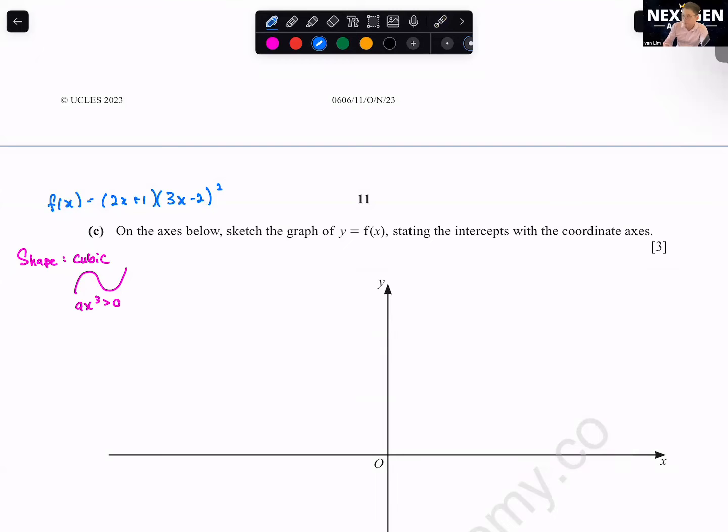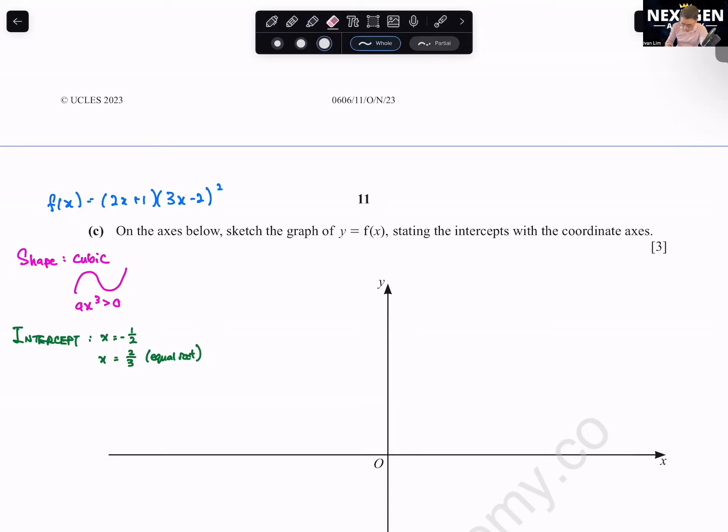Second one, the intercepts. I is for intercept. So you need to find your x-intercept and y-intercept. For the x-intercept, all I need to do is substitute y equals 0. So x equals negative 1 over 2 and x equals 2 over 3. But we need to understand this equation here. This one is an equal root, correct? Equal root means it touches the x-axis and then goes back up again. So we have to mention that this is an equal root.